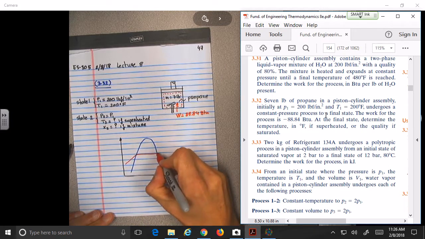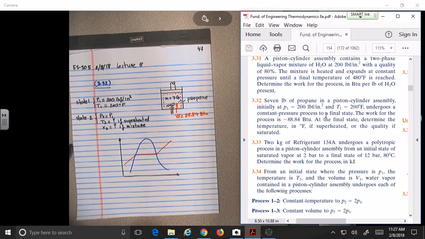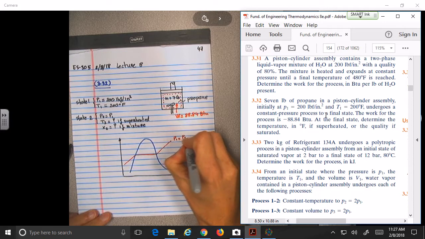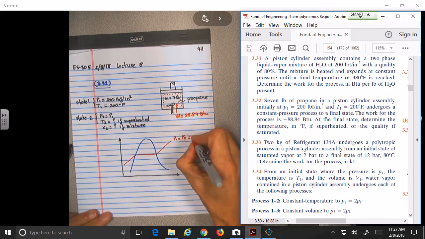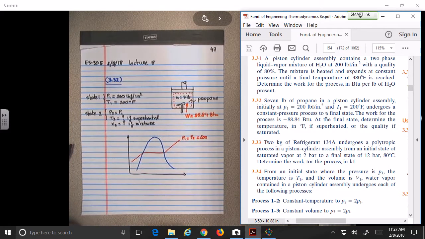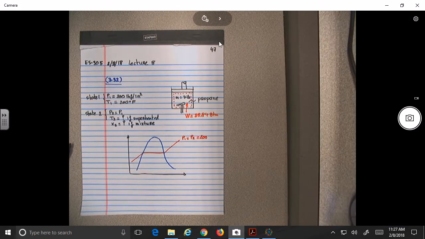Again, I don't know if it's going to go up or down, but this is a line of constant pressure. So here we could write P1 equals P2 equal, let's say, to 200. Okay, I think I can remove this now. We might need to go to the tables, but for now, I think we can remove it. Unless you want it there, it's not a big deal.